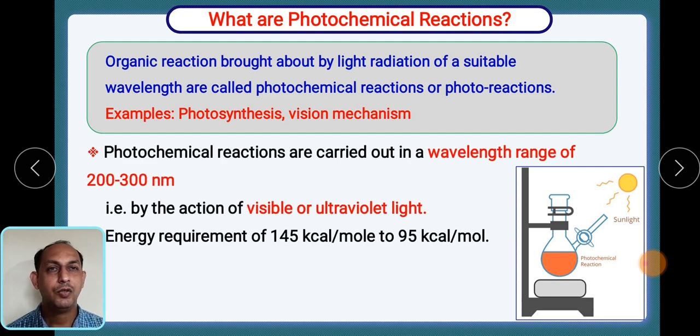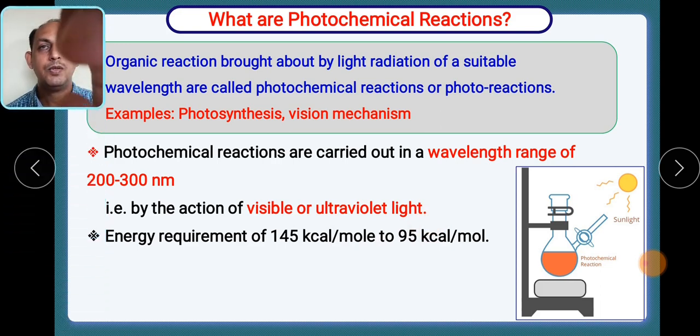In photochemical reactions, the wavelength used is around 200 to 300 nanometer, and we know that this is a range in the region of visible and UV light. In order to carry out reactions, whatever bonds are present in the reactants need to be broken. So in order to break a covalent bond, we need a dissociation energy.